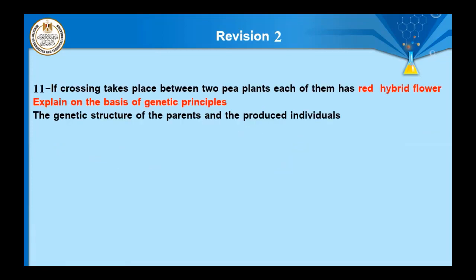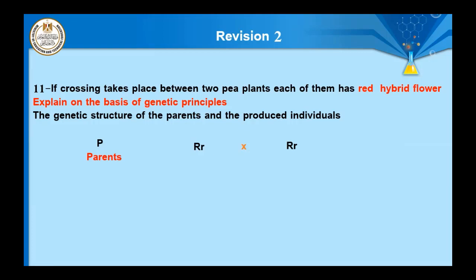Number 11. If crossing takes place between two pea plants, each of them has red hybrid flower, explain on the basis of genetic principles the genetic structure of the parent and the produced individuals. First, we write the parent. One of them is red hybrid? No, all of them are red hybrid. Red can be represented by R capital. Red hybrid can be represented by R capital, r small. And the other parent, R capital, r small.